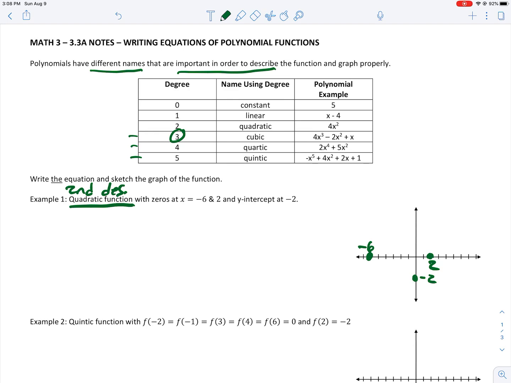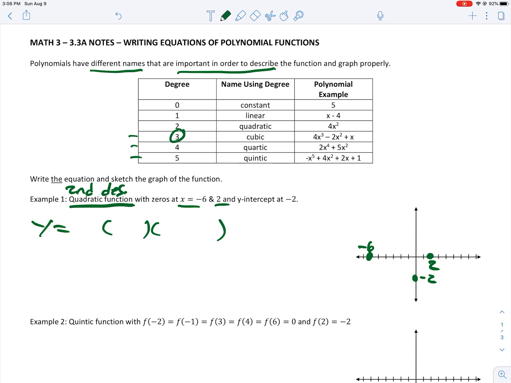So we're going to write our equation. We have y equals. If I have 2 zeros, I'm going to have 2 sets of grouping symbols. If it's 3 zeros, I'd have 3 sets. If it's 4 zeros, I'd have 4 sets, because each zero represents a factor in our equation. So this is kind of like 3.2, but going in reverse.